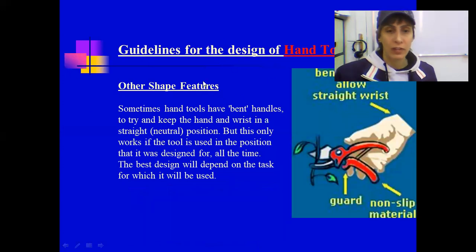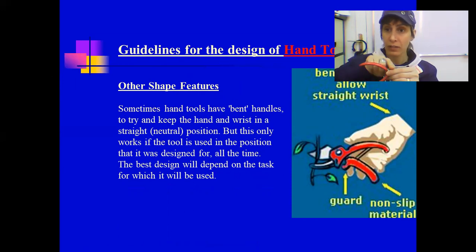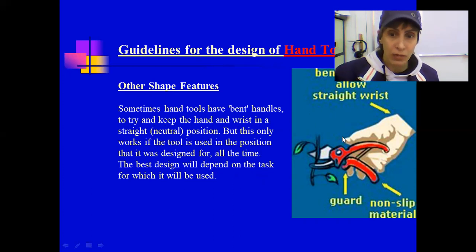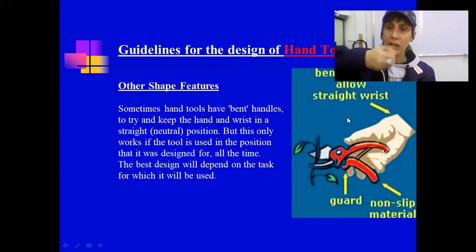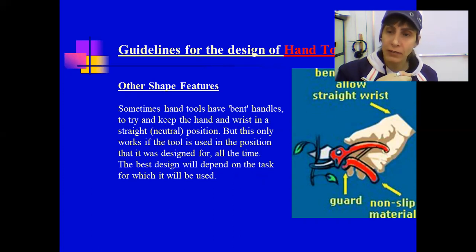Other shape features, other physical characteristics that you need to keep in mind. Sometimes hand tools have bent handles with a curve. Do you see bent handles? Bent, not straight, to try and keep the hand and wrist in a straight, neutral position. So the bending of the handle sometimes helps the hand and the wrist to stay in a neutral, comfortable position. If you use a straight handle, sometimes I have to bend my wrist during work to compensate for that.